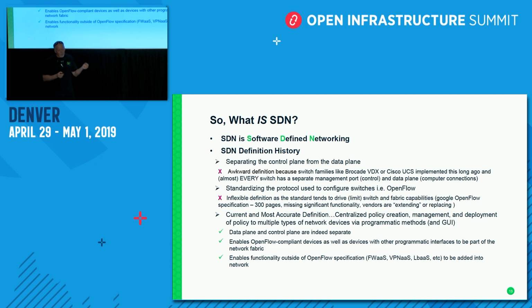The best and current definition that we're working from is this, verbatim, because this is really important. It's a very loaded definition. It is centralized policy creation, management, and deployment of that policy to multiple types of network devices via programmatic mechanism, okay? If you go Google SDN, you're going to find the prior definitions I gave you, and then this one will not show up quite as clearly, but I guarantee you, if you go talk to, say, Juniper over here, an SDN vendor, Cisco over there, another commercial SDN vendor, this is the definition they will most agree with.